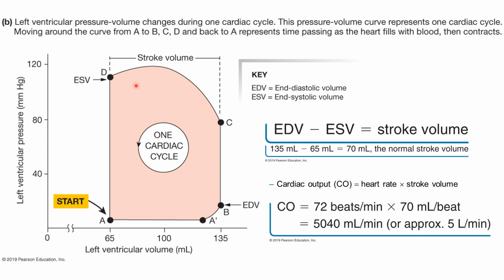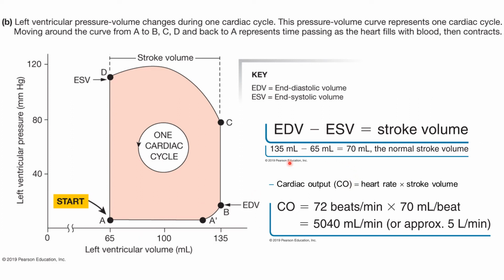Now, as the ventricles start to relax, you can see that the pressure is going to start to drop. So you can see right here from point D to point A, the pressure is dropping because the ventricles are starting to relax, and the cycle keeps going.